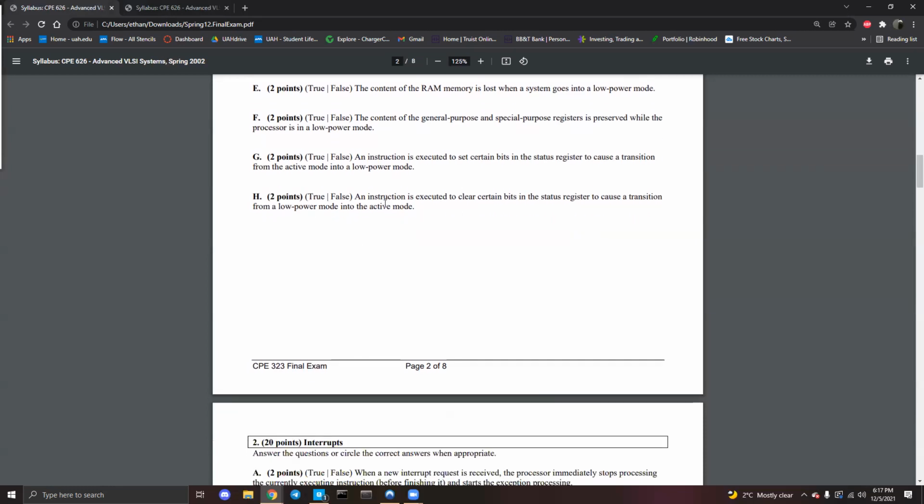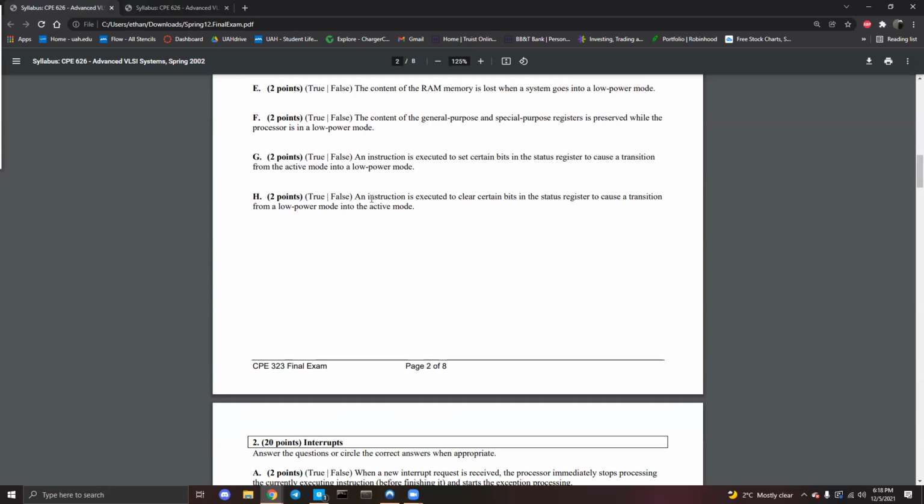Nice. Yeah. And then H is the next thing, more low power mode stuff. An instruction is executed to clear certain bits in the status register to cause a transition from a low power mode into an active mode. This is false. So I mixed up this one and the last question with my answer, the last one. An interrupt does not count as an instruction, and an interrupt is traditionally how you wake yourself up. And also, if you're in sleep mode, the CPU isn't executing instructions anyway, so you couldn't even if you wanted to. So you have to use an external interrupt, hardware interrupt, so on and so forth, in order to jostle that thing back to awake to get it into active mode.